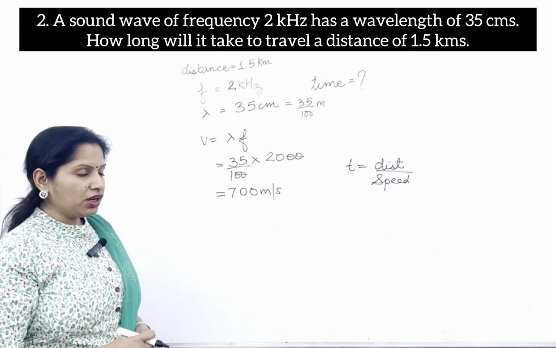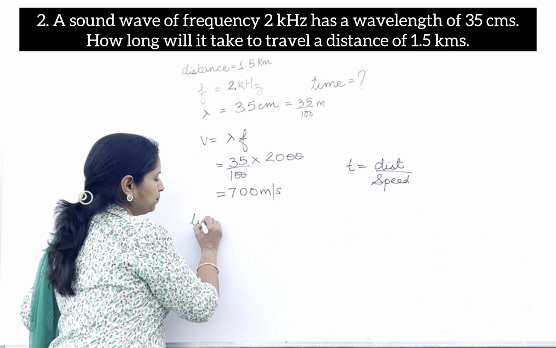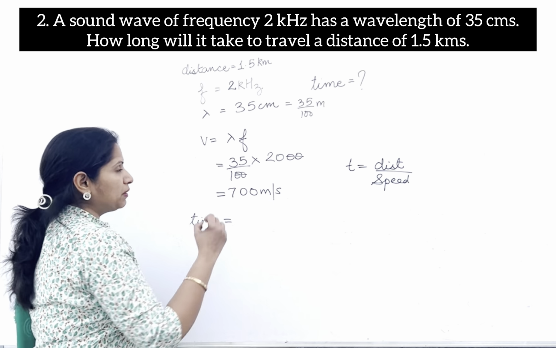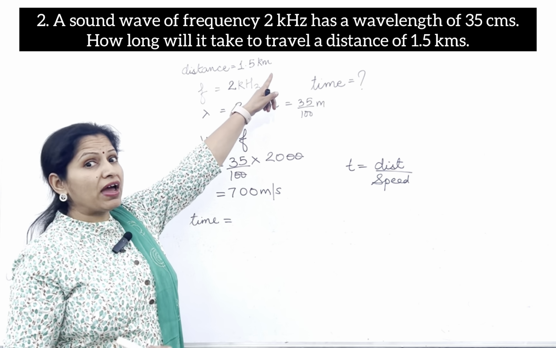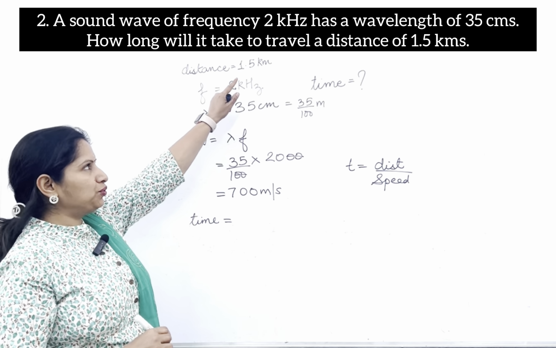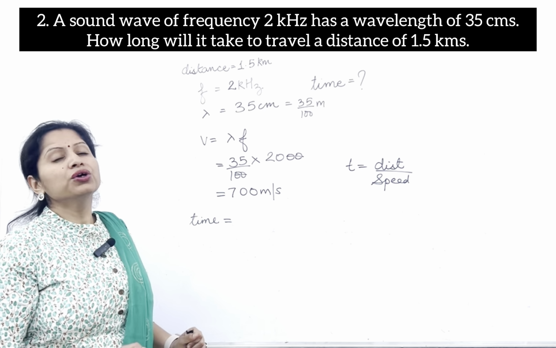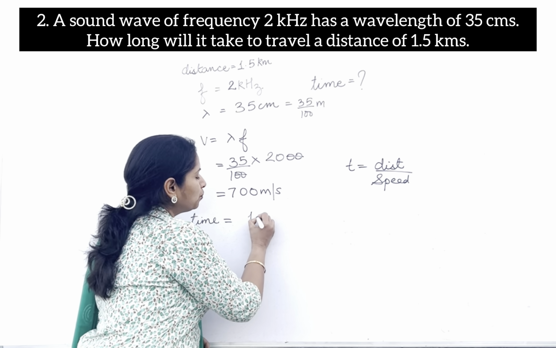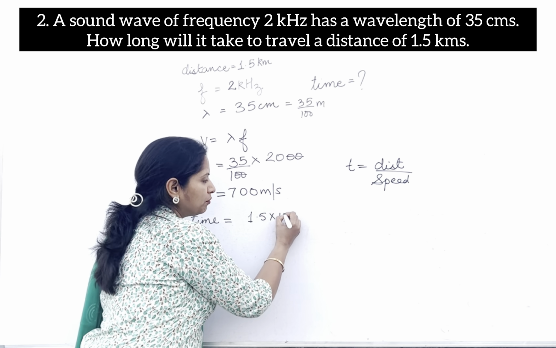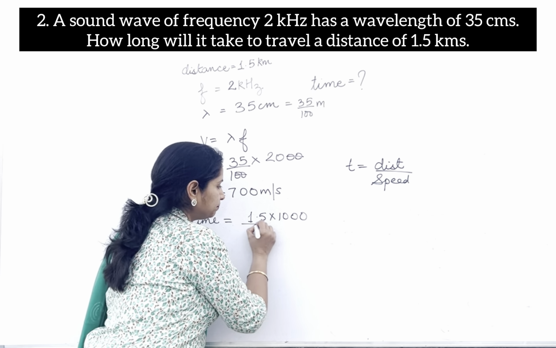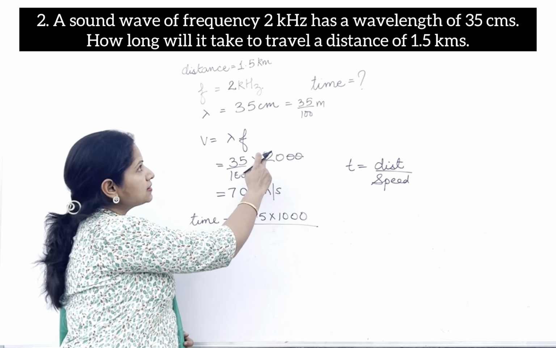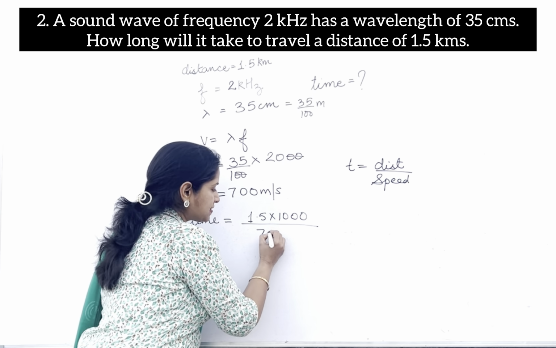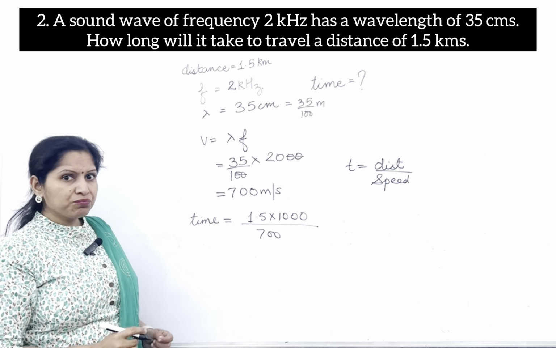आपको time पूछा है, तो time is equal to distance upon speed. Distance is 1.5 kilometer. Now again you have to convert it in SI unit. तो 1.5 किलोमीटर को मीटर्स में कन्वर्ट कर देते हैं. So 1.5 into 1 kilometer is 1000 meters, and speed is given 700 meter per second. So we'll just divide that.